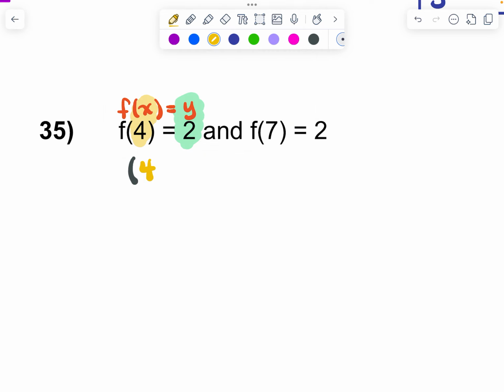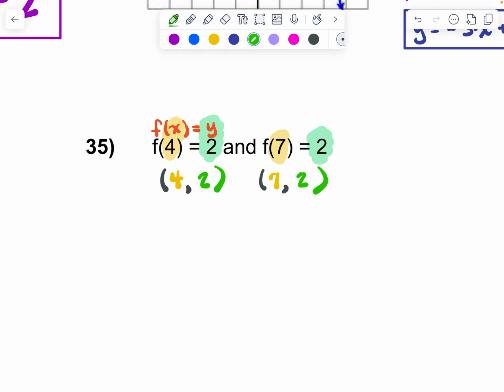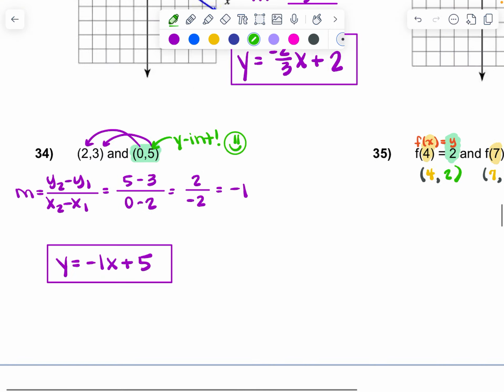4, comma, 2. I'm trying to color code it here. That's all that means. It's just a fancy way of writing 4, comma 2. That is it. Same thing over here. The 7 is the x value. The 2 is the y value. They're telling you that when you put in a 7, you get out a 2.